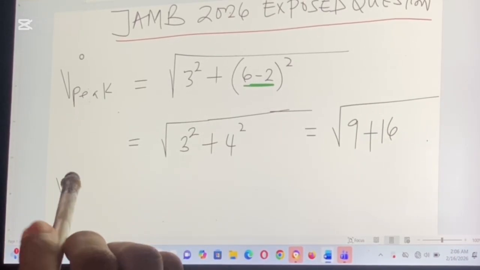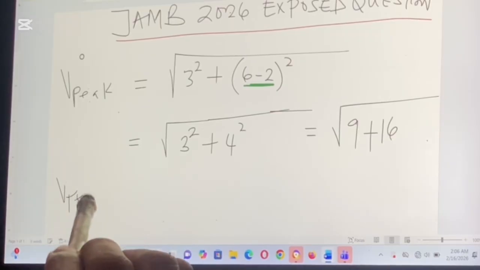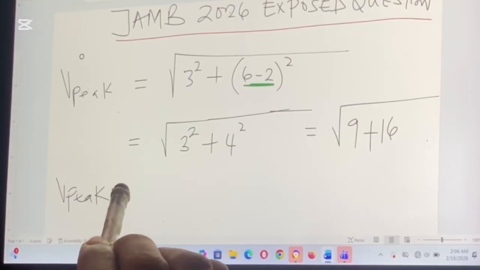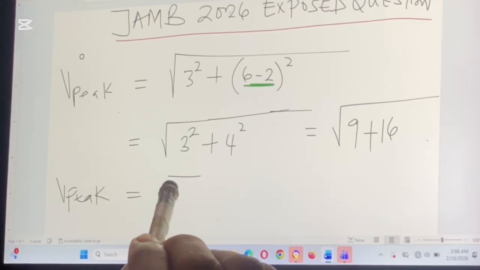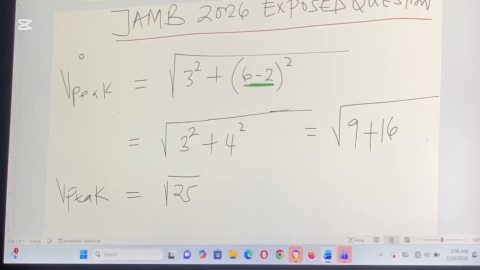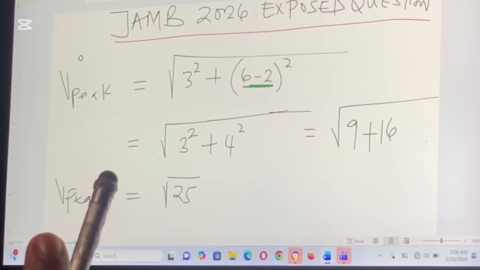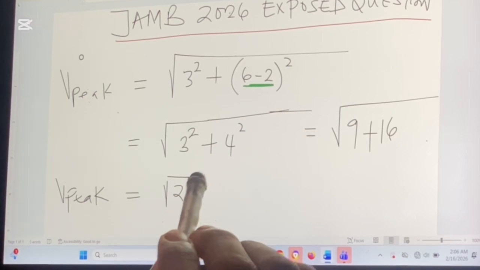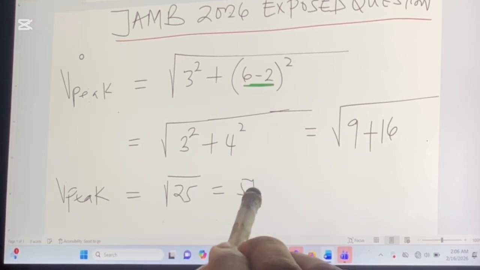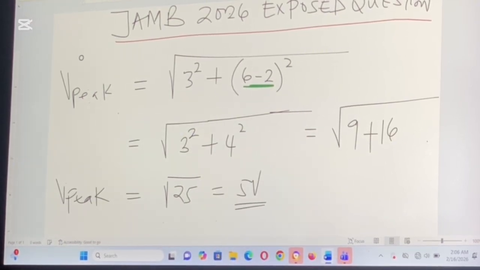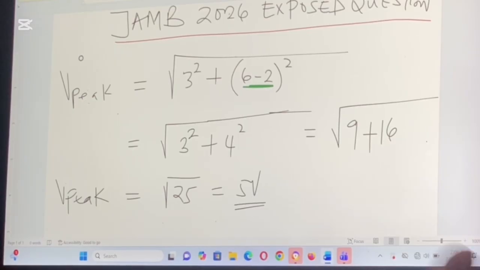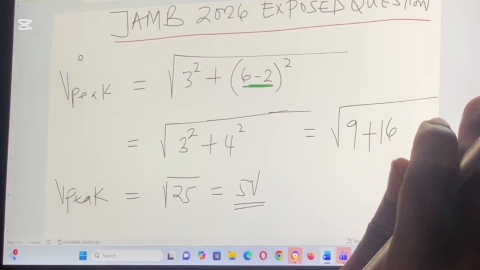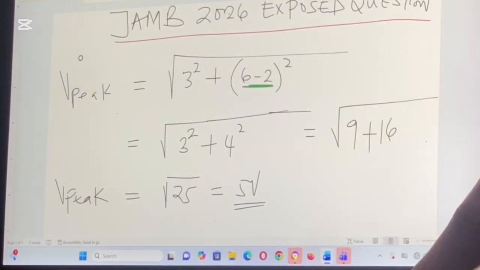So our peak or effective voltage is equal to the square root of 25. And 25 is a perfect square. So the square root of 25 will give us 5 V. Okay. So the peak or the effective voltage in this particular circuit is 5 volts.